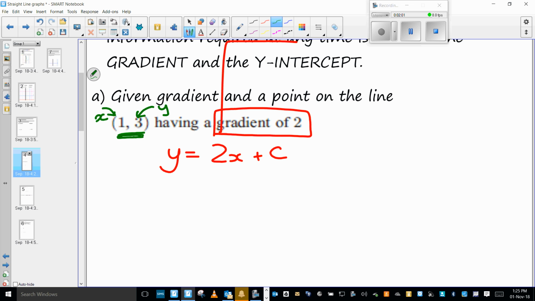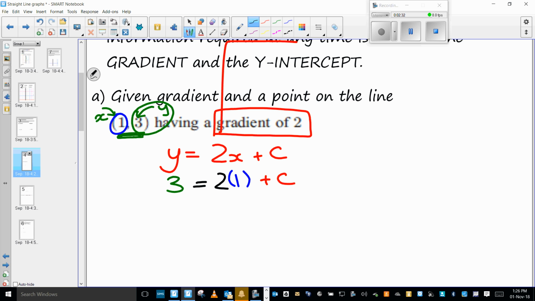So I could say, let me do some colour coding, that 3 is equal to 2 lots of 1 plus c. Does that make sense? We know it's y equals 2x plus c because the gradient was 2. We're then sticking in the value of x is 1 and y is 3 because we know it goes through that coordinate. Now we can do some rearranging.